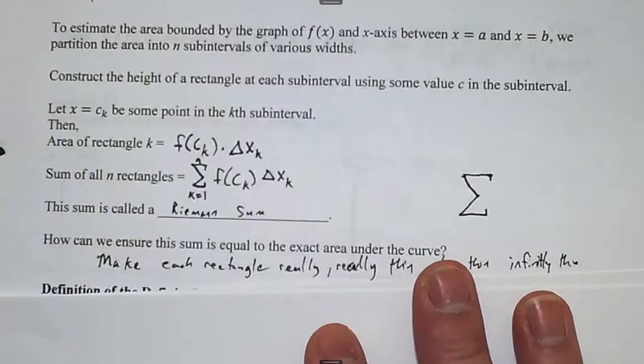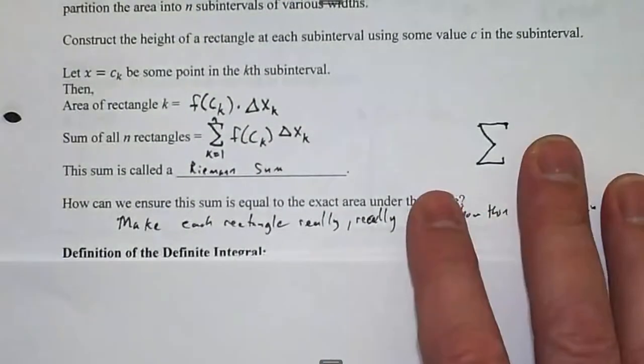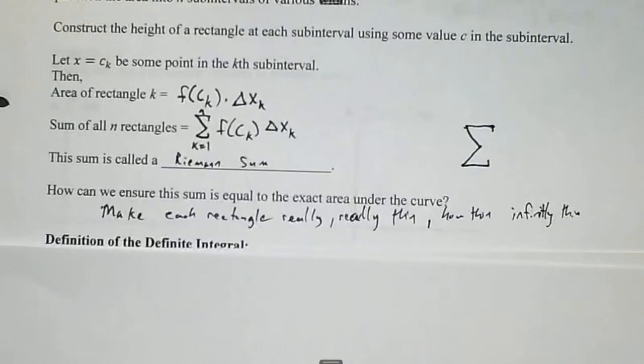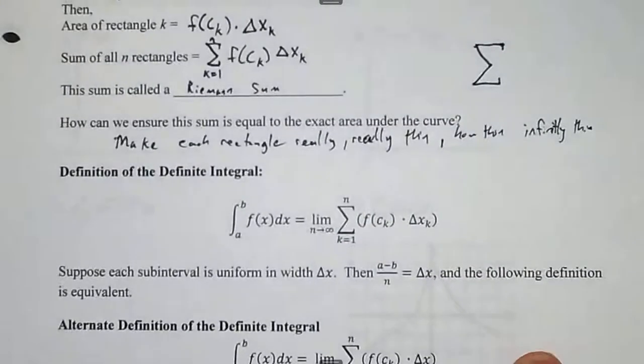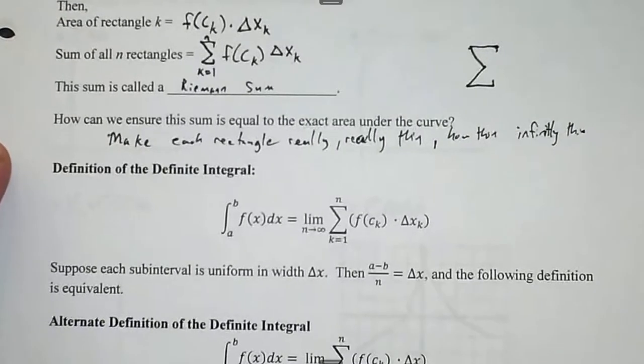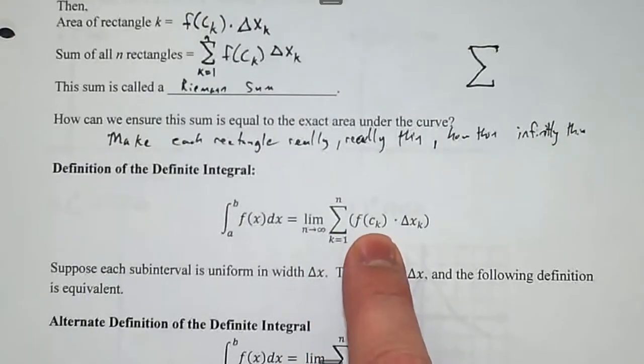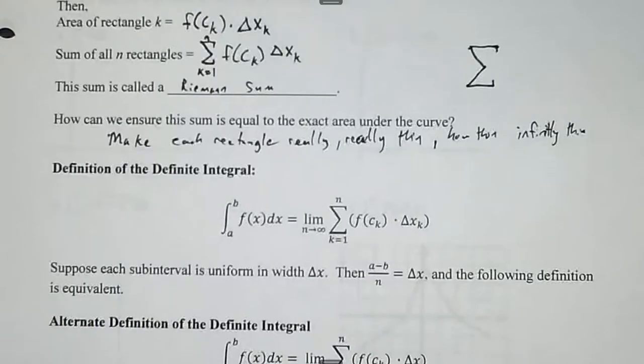What thing have we learned this year that we can use to evaluate things as they go towards infinity? A limit. We spent half the year studying derivatives, but a derivative is simply a limit, right? So we can use a limit. So, behold, the definite integral: the integral from a to b of f of x dx is equal to the limit as the number of subintervals, or rectangles, if you will, goes to infinity of our sum from k equals 1 to n of f of c sub k times delta x sub k.